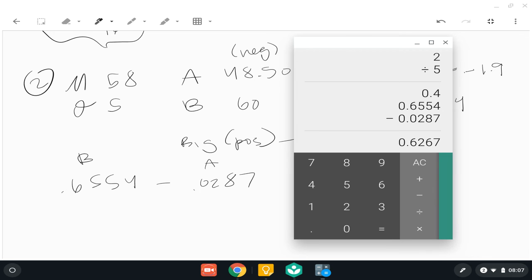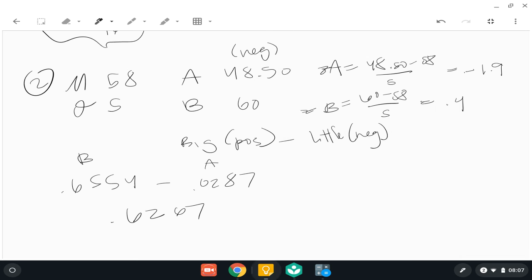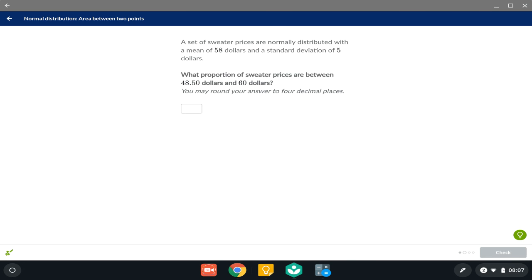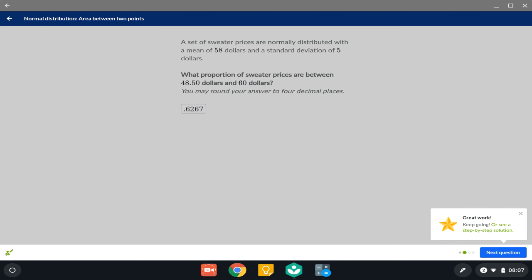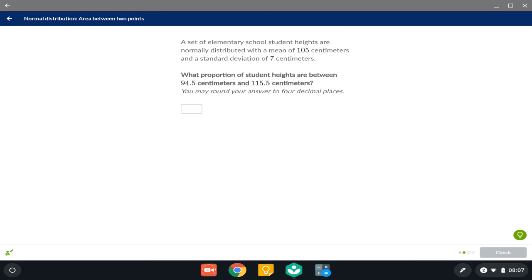That's 0.6267. Excellent. Yay! Oh, pain in the ass. Okay, two more.